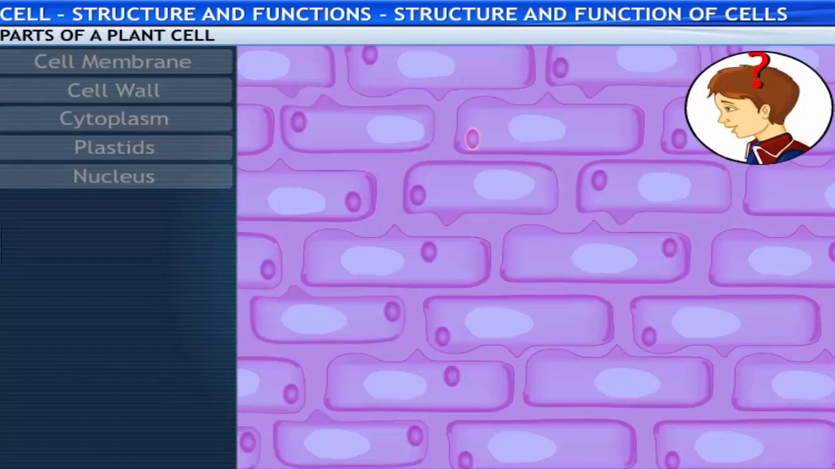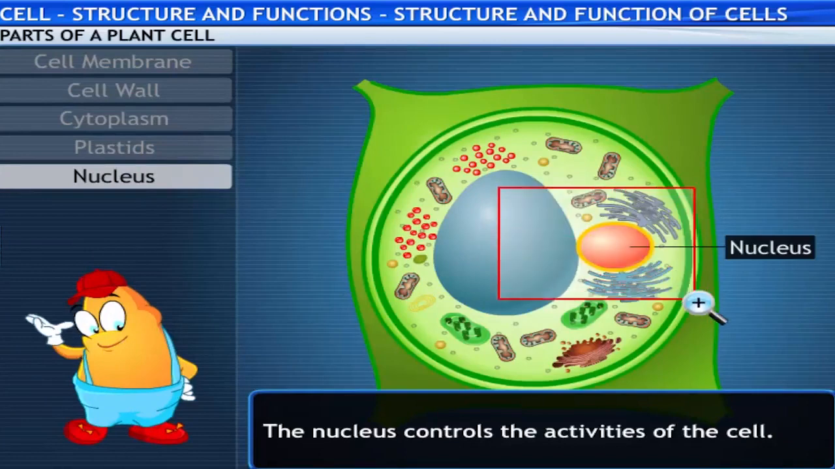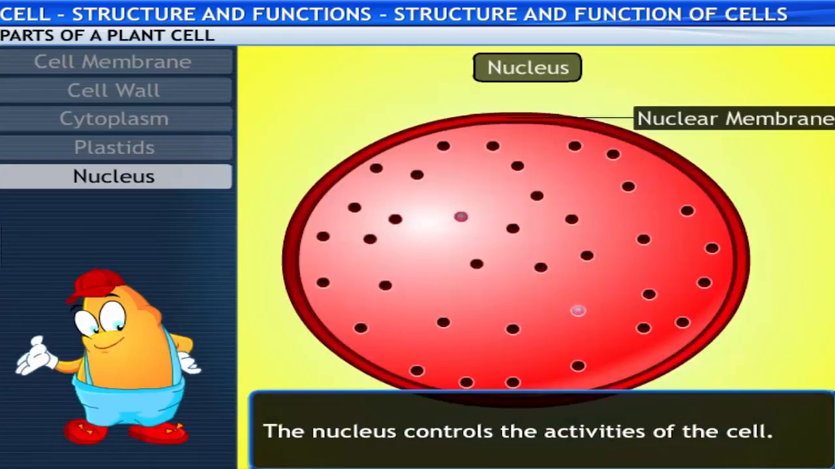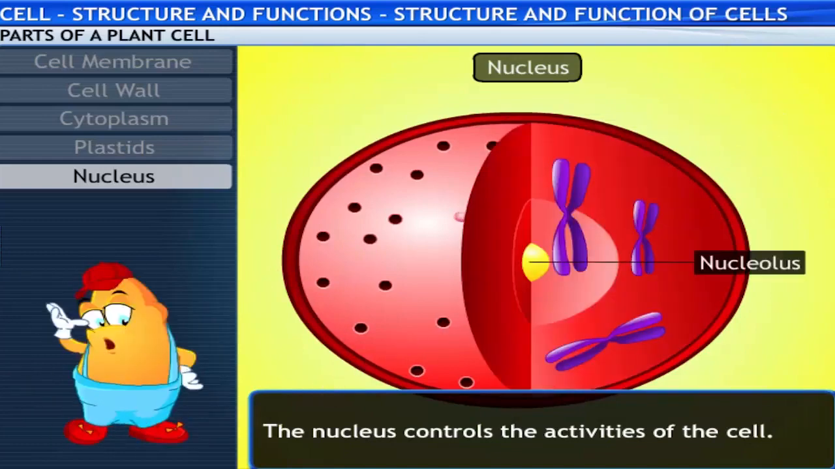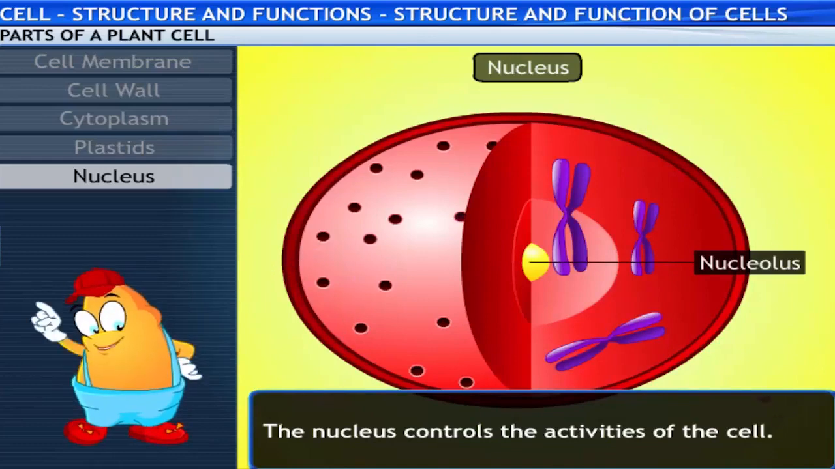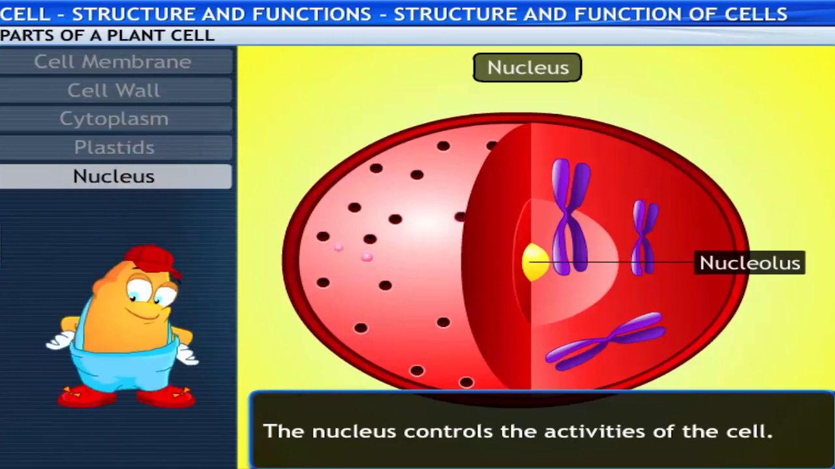What about the dark spherical structure in the cell? The dark spherical structure is the nucleus. It controls the activities of the cell. It contains the nucleolus. You can view the nucleolus if you have a microscope with higher magnification. It is a smaller spherical body. The nucleus also contains thread-like structures called the chromosomes.